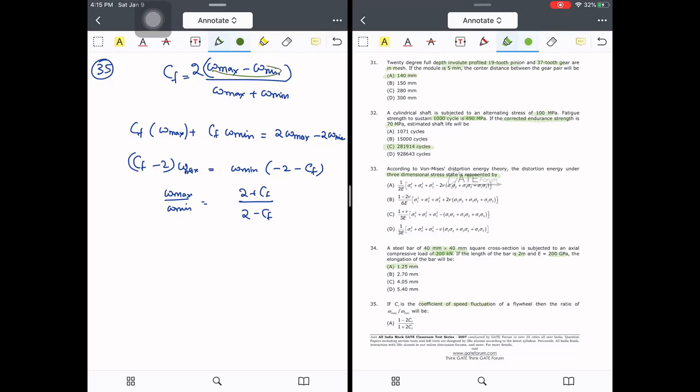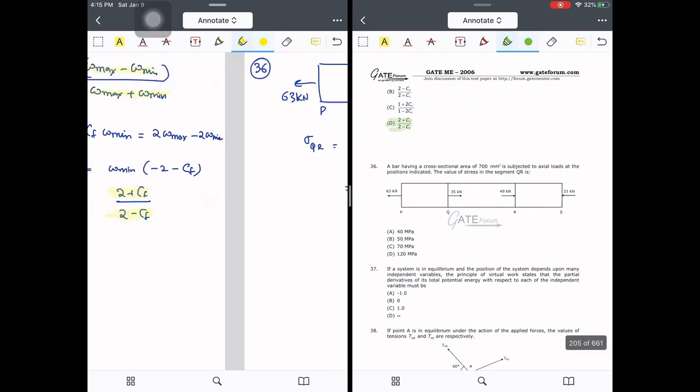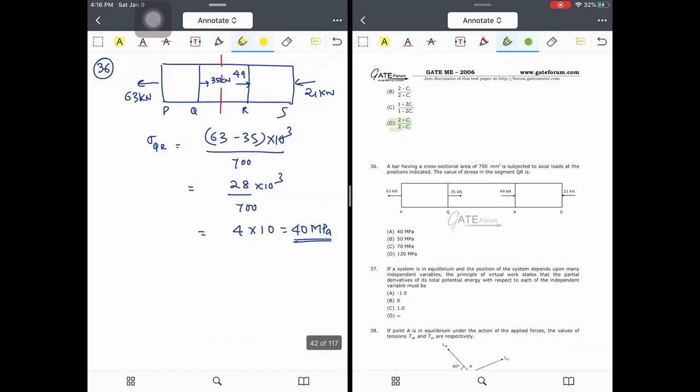Now question number 35. If CF is the coefficient of speed of fluctuation of flywheel, then the ratio of omega max by omega min is. Now what is CF? CF is the coefficient of speed of fluctuation. It is the range divided by the mean, that is, the speed range divided by the mean speed. Now if you solve it properly, you will get an algebraic expression. Once you solve, you will evaluate in terms of omega max divided by omega min. That is equal to (2 plus CF) divided by (2 minus CF). So (2 plus CF) divided by (2 minus CF).